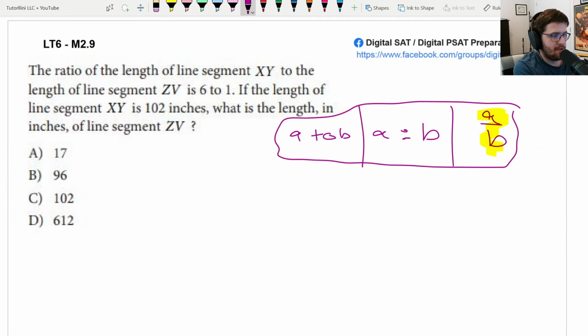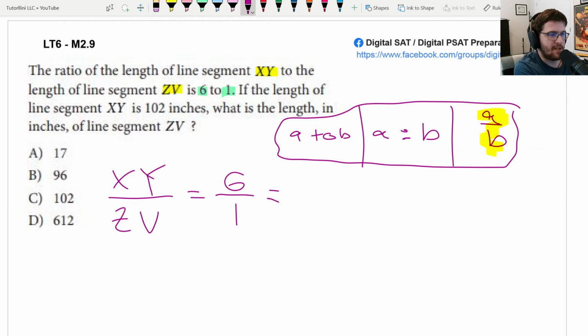So it says the ratio of XY to ZV is 6 to 1. Notice how I'm going in the same order, XY to ZV, and then 6 to 1. So I'm going to do 6 to 1. And then they tell us XY is 102. So pay very close attention. That goes on the top. You see, you've got to put this stuff in the right place. If they mixed it up and the XY goes on the bottom, you might not realize it. So just pay close attention to that.